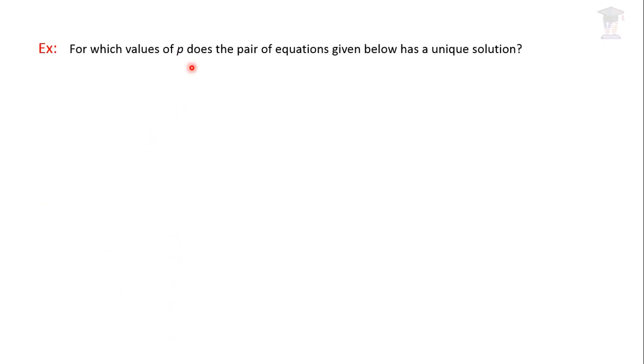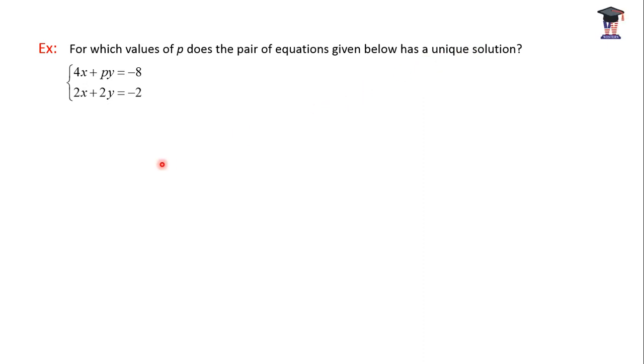For which value of p does the pair of equations given below have a unique solution? Here the equations are simultaneous linear equations in two variables, x and y. So what is the value of p to make it have a unique solution? Unique means only one, right? It means that these two lines intersect at a point only, so we have a unique solution.